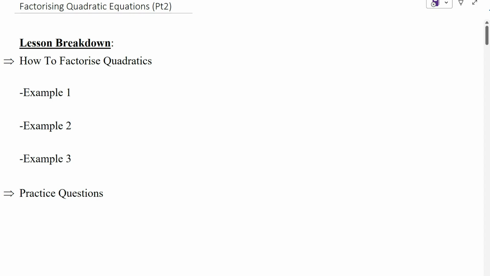In today's two-part video, we're going to be looking at factorizing quadratic equations. So this is a follow-up video from the previous video where we looked at factorizing linear equations. And in this video, we are going to go over 3 common examples that we are likely to see in the exam and how to work through these.